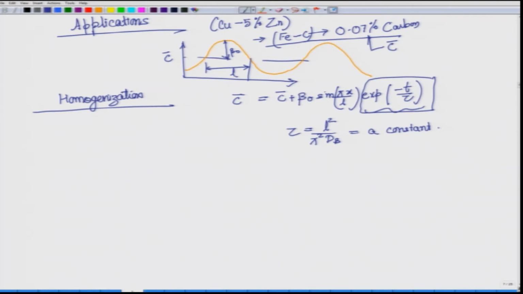Now, what will happen when you increase time? How should this plot change? According to this solution that you have obtained, if you solve using the relation we derived earlier, you would get something like this. Let us say this is T equal to 0, this is T equal to T1, and you can imagine that when you go to even higher time, it will become something like this.